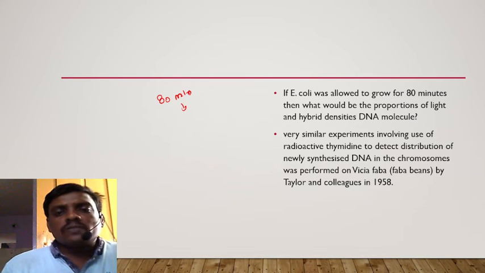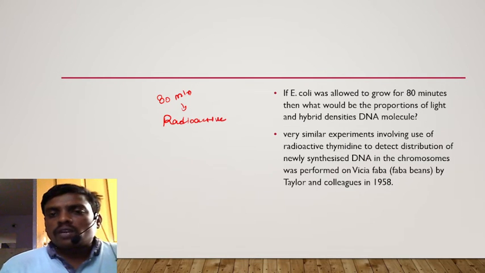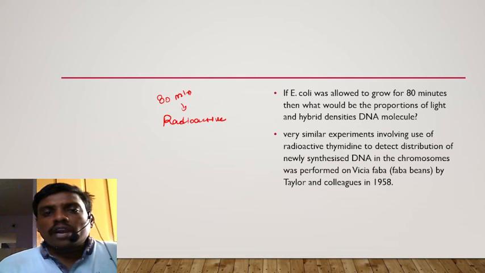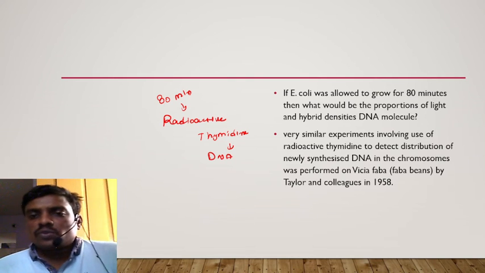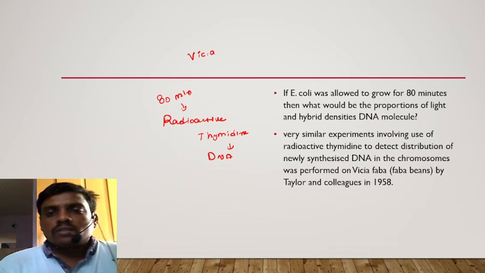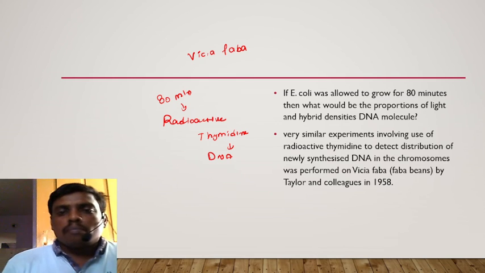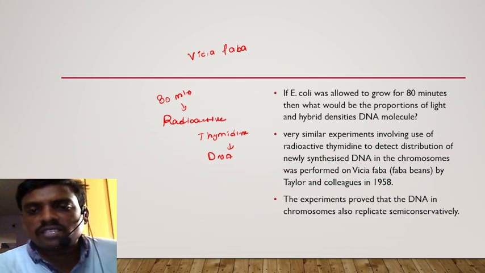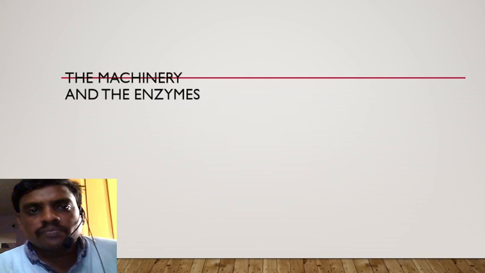A very simple experiment involving radioactive thymine, or radioactive thymidine, which can detect the distribution of newly synthesized DNA in the chromosome, was performed on plant-based beans called fava beans, or Vicia faba, by Taylor and his colleagues in 1958. The experiment proved that DNA in chromosomes also replicates semi-conservatively.